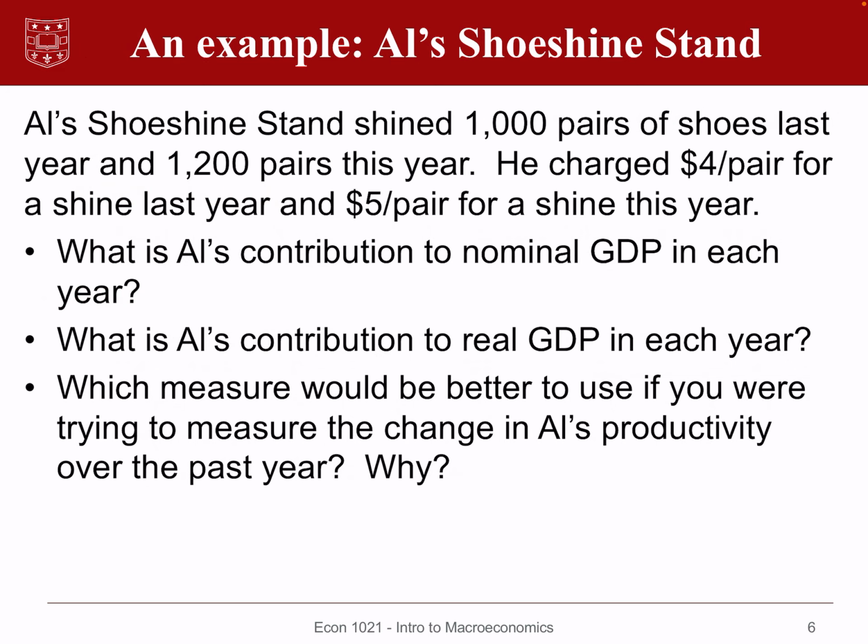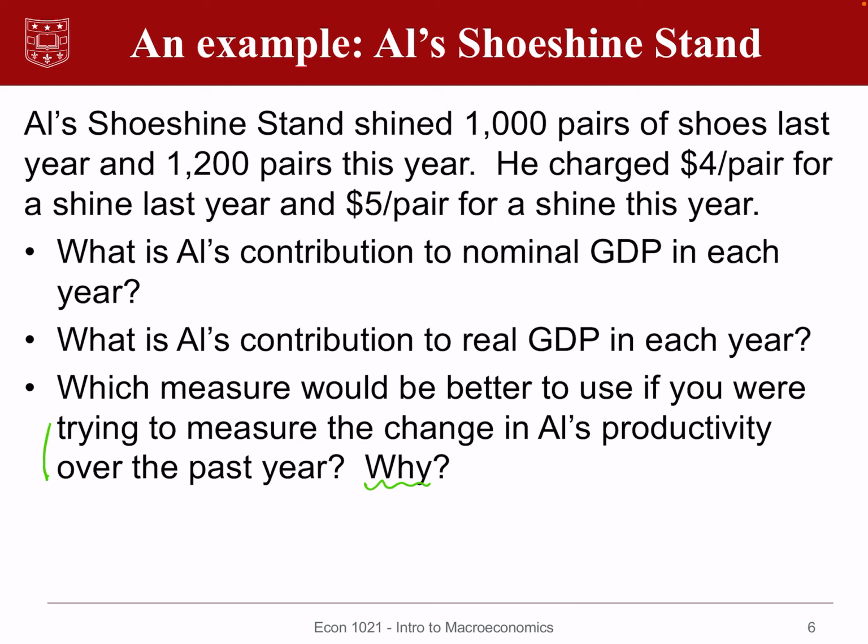So to get at that, what I want to do is consider first a very simple example, and then we'll look at some real life macroeconomic data. So let's consider Al's shoe shine stand. Al was able to shine 1,000 pairs of shoes last year and 1,200 pairs of shoes this year. Last year the price was $4 a shoe shine, and this year it's $5. What I'd like to do is to ask three questions. And we already know the answer in a sense to the third one because it was just said on the previous slide, but we'll investigate the why a little bit more systematically here.